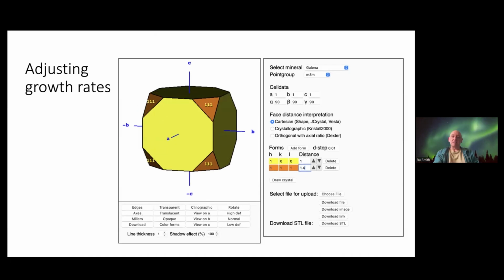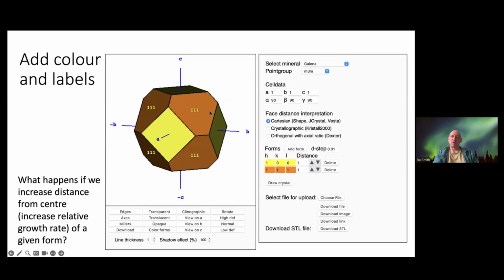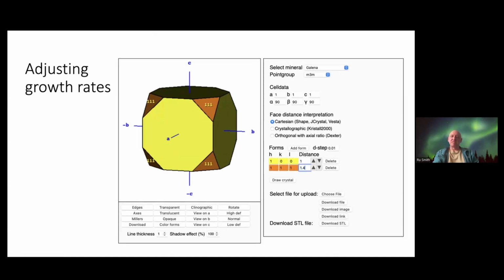And next slide. So what have I done here? If you look here, I have now said that the octahedron has grown quicker than the cube, and it's ended up 1.4 times as far out from the center as the cube. And what do we see? They're smaller, aren't they? The faces are smaller. So this is when they were the same growth rate, and this is where the octahedron grows more quickly and it's smaller. So this is one of those basic sliders for shaping the models to match your crystals.